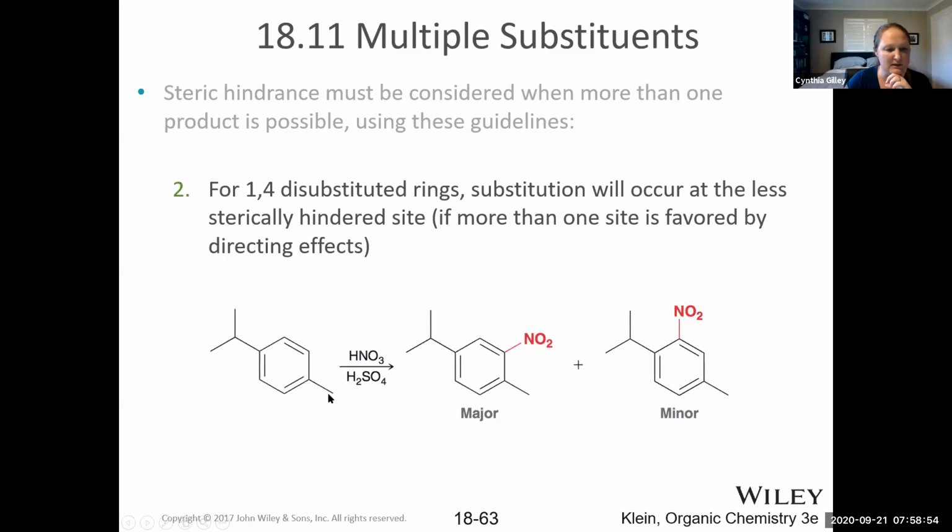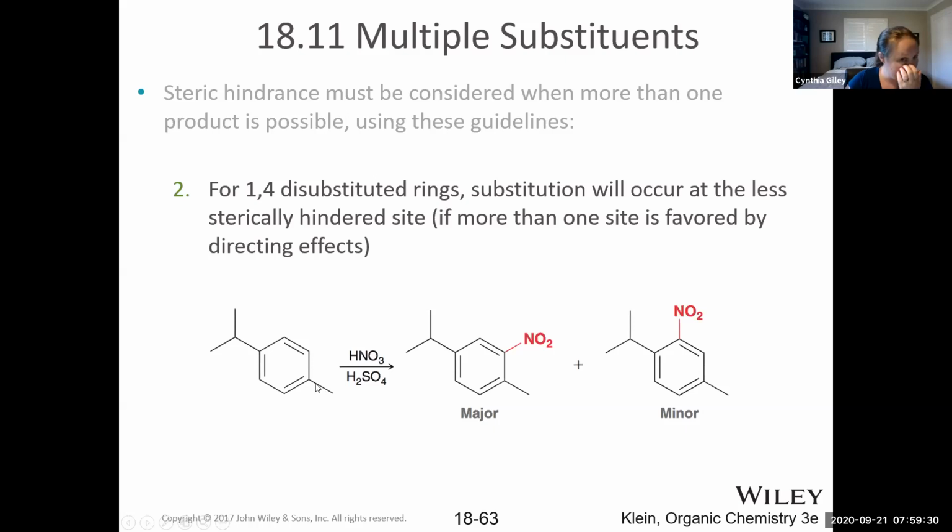Both of those are ortho-para directors. The para position is blocked, right? So the para position of this isopropyl group is this position, and it's blocked by the methyl. And the para position of the methyl is blocked by the isopropyl. So the isopropyl group is directing here. The methyl group is directing ortho to it. So really all of the positions are being directed to. If we think about the category, the methyl and the isopropyl are in the same category. They're both weak activating groups. So there's no preference based on which one is the stronger activating group.